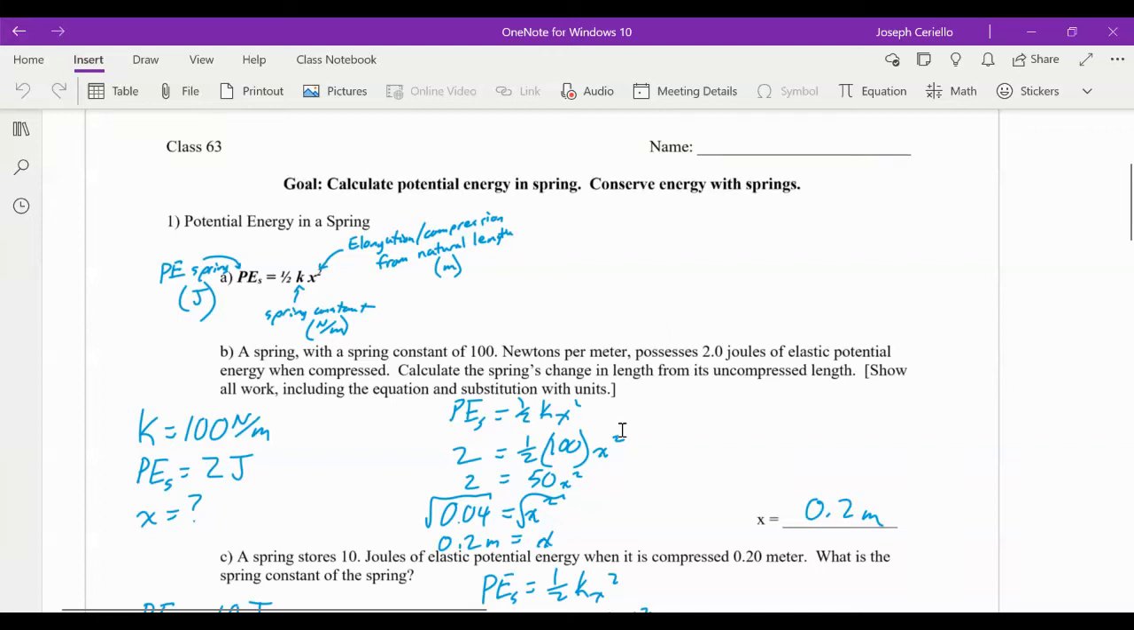Hey folks, working on class number 63. It is the last class for the quiz, and we're going to calculate some potential energy in springs and practice conservation of energy with springs.